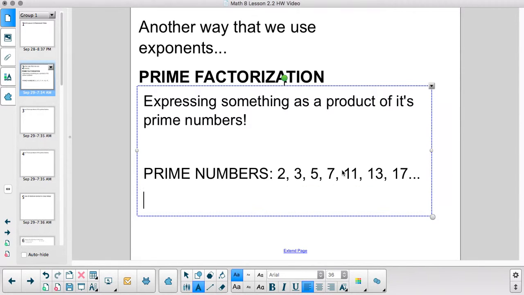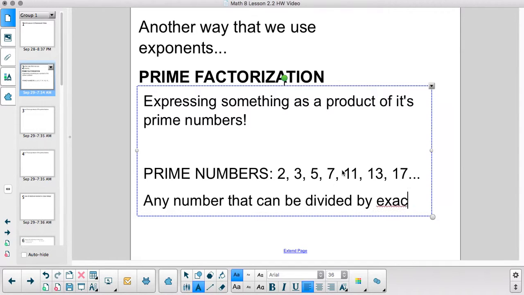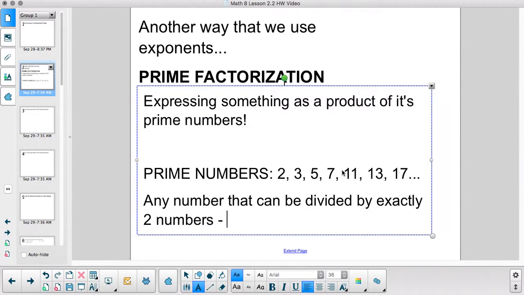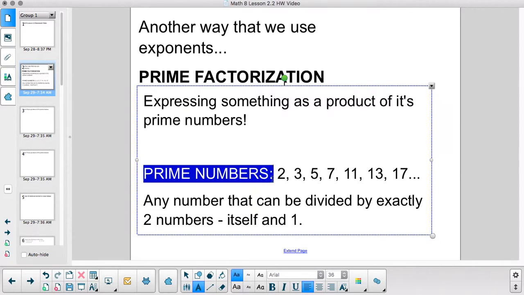And the definition of a prime number is it's any number that can be divided by exactly two numbers, itself and 1. Okay, so if you see 2, it's divisible by exactly two numbers, 2 and 1. Same with 3, 5, 7, 11, 13. So make sure you have this definition somewhere in your notes as well.